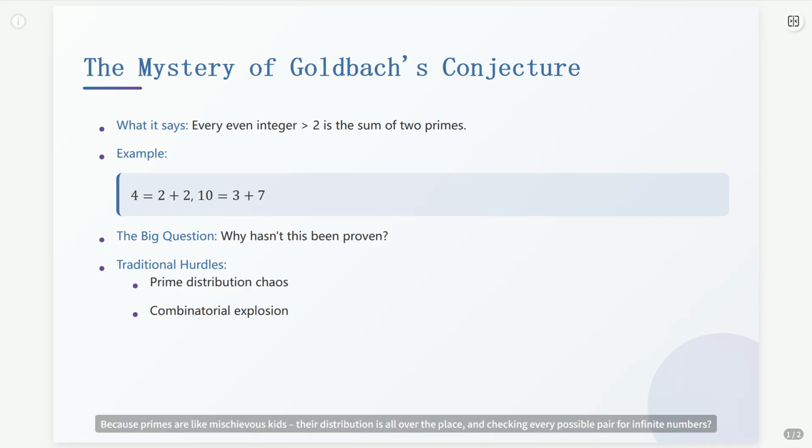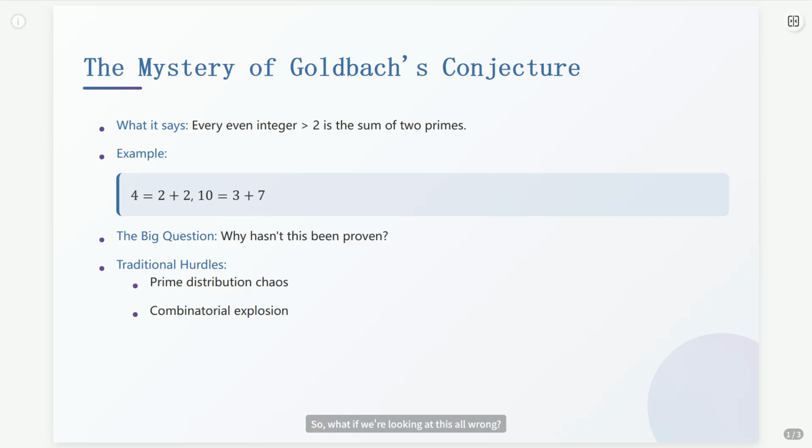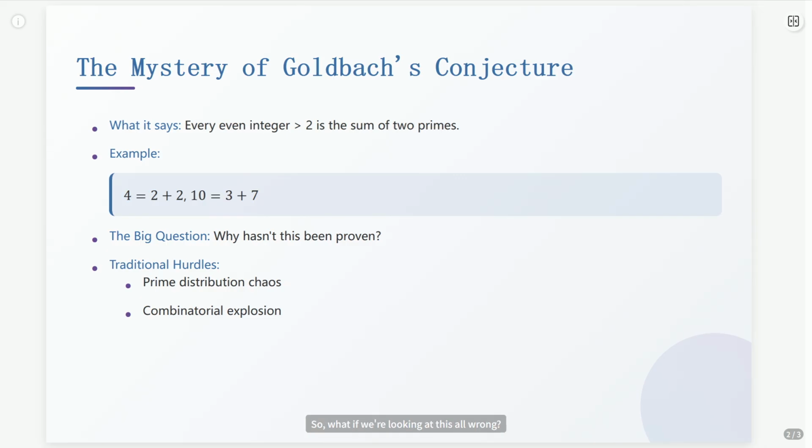Why? Because primes are like mischievous kids, their distribution is all over the place, and checking every possible pair for infinite numbers. That's a combinatorial nightmare. Traditional methods hit a wall. So, what if we're looking at this all wrong?